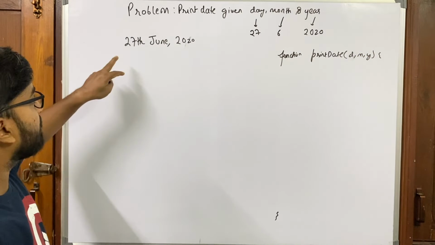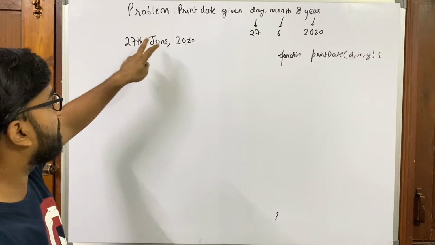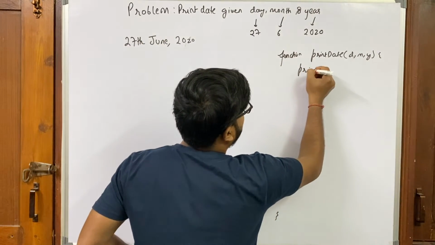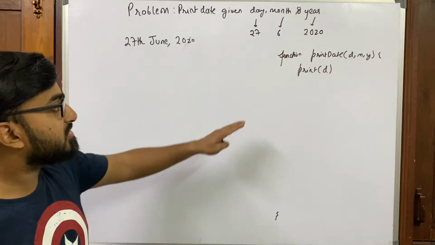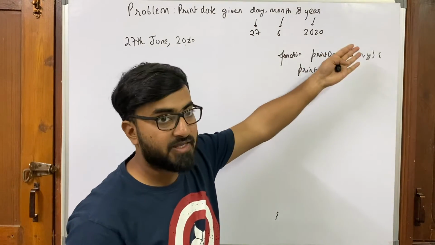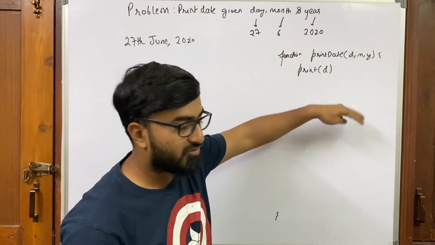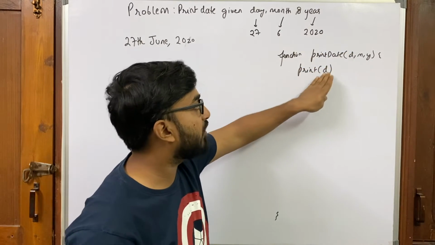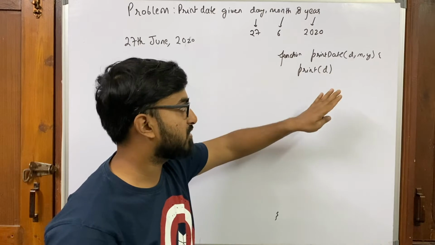The first part is very simple. You have to print this number 27, which is the value of day. So you simply print D. And when I say print D, this is not followed by anything. It is not followed by a change of line, not followed by a blank space, not followed by anything at all. You simply print this value D as it is, without a change in line or anything.